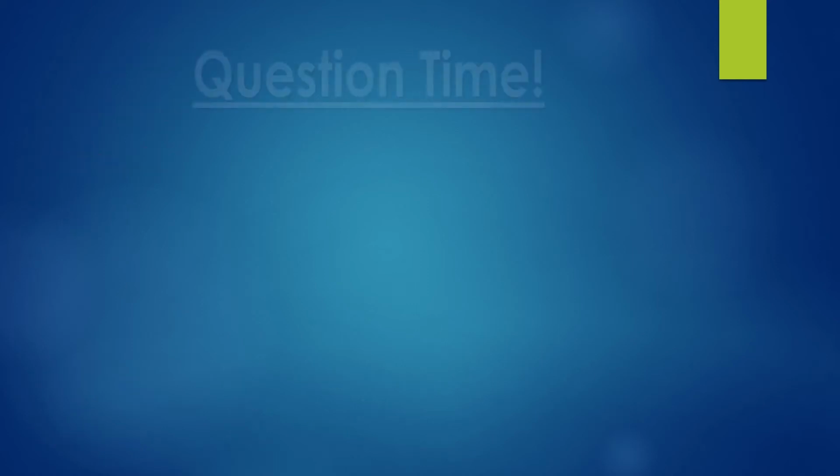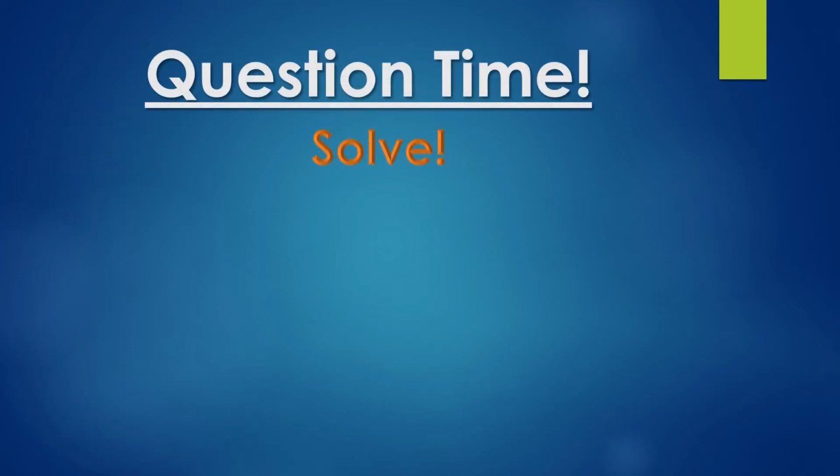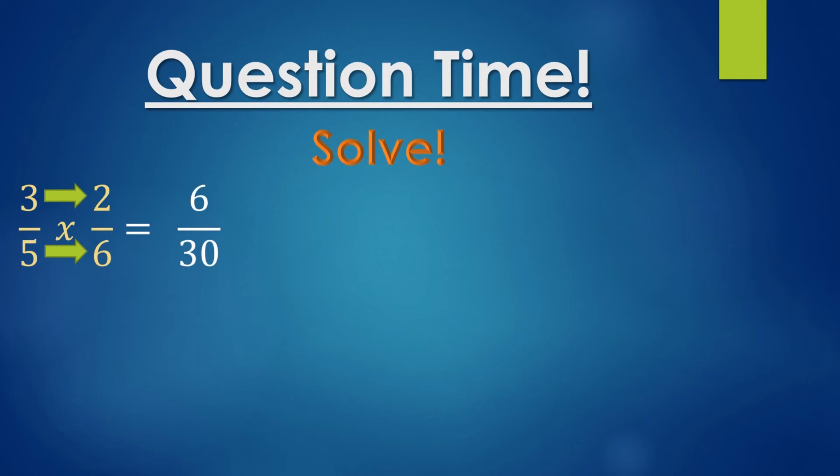And now it's question time! Now it's time to solve some of these fractions. Let's start with this one. 3/5 times 2/6. So if we're going to take the numerators and denominators and multiply them across, 3 times 2 will give us 6, and 5 times 6 gives us 30. So we have an answer of 6/30. But we can reduce this number. So we'll reduce it by dividing the numerator and the denominator by 6. That will give us a final result of 1/5.